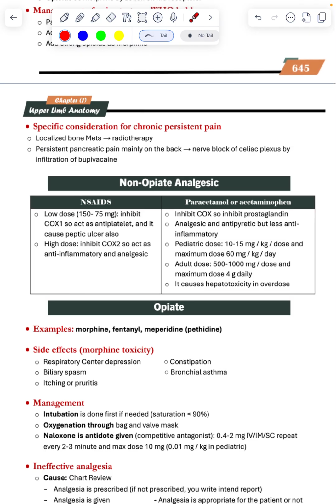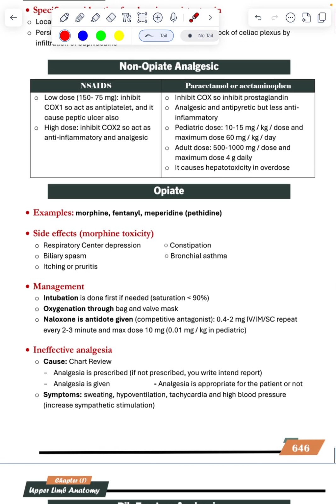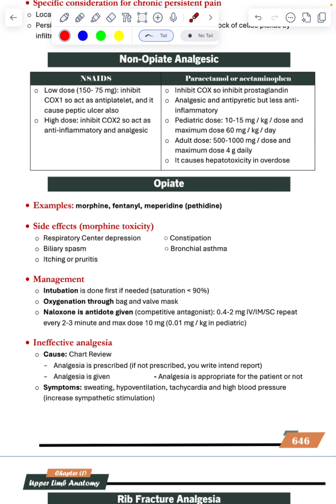Side effects of morphine: toxicity, respiratory center depression, biliary spasm, constipation, itching, pruritus, bronchial asthma. If saturation drops, give oxygenation through bag and valve. Naloxone is an antidote. If there is morphine toxicity, reverse it with naloxone 0.4 to 2 mg.